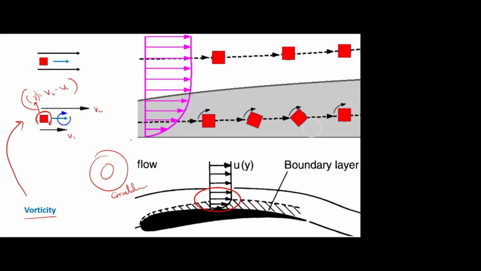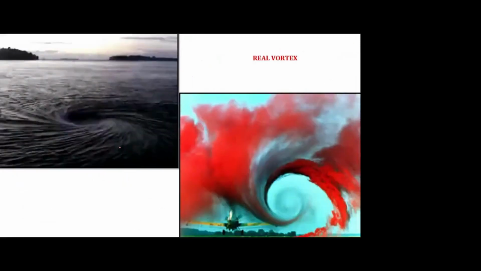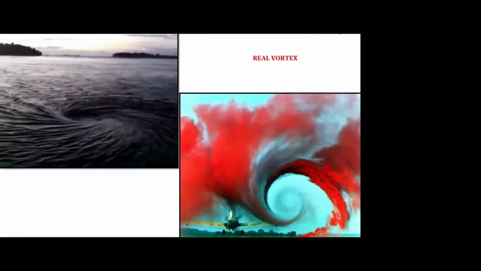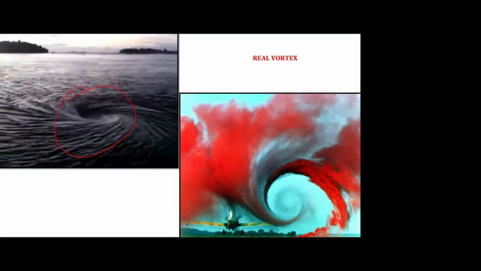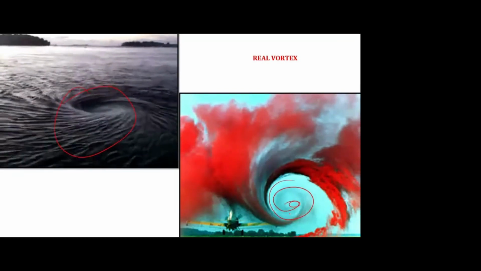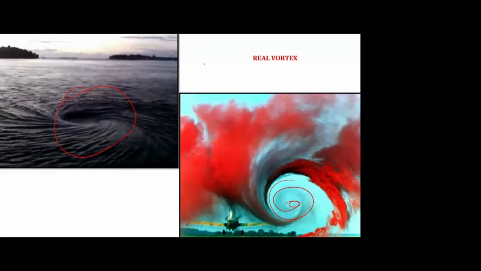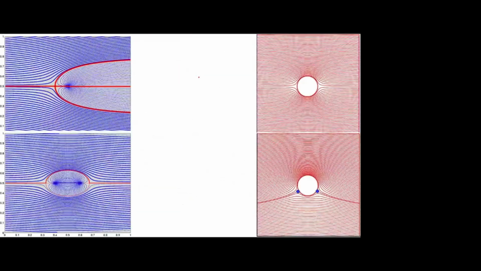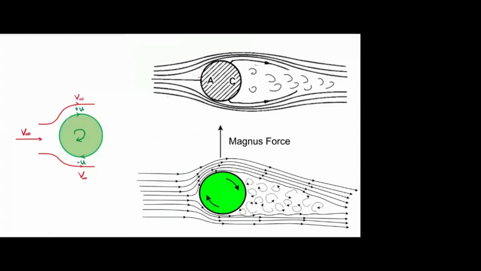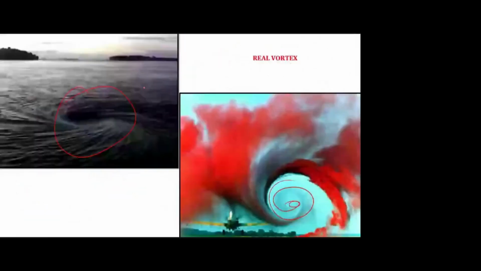So now we will go to this vortex. So this is the real vortex. So you can see the whirlpool in that lake or wingtip vortices. These are all the real vortex. But we will come to the ideal vortex, which is what we use in potential flow. This vortex first we'll discuss.